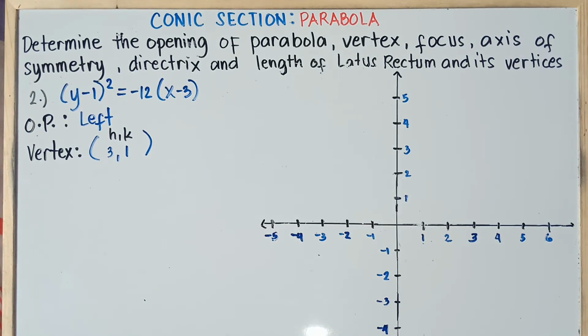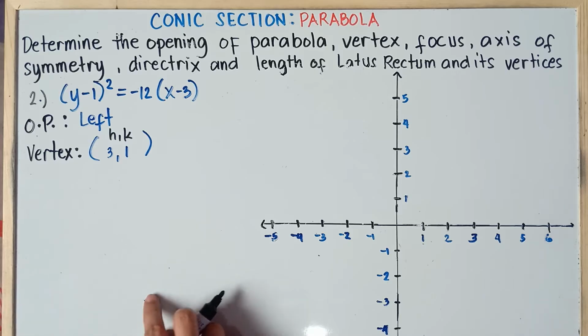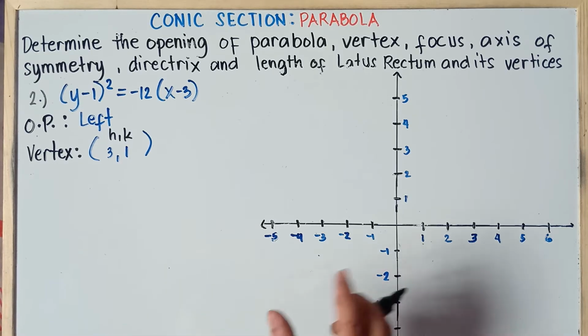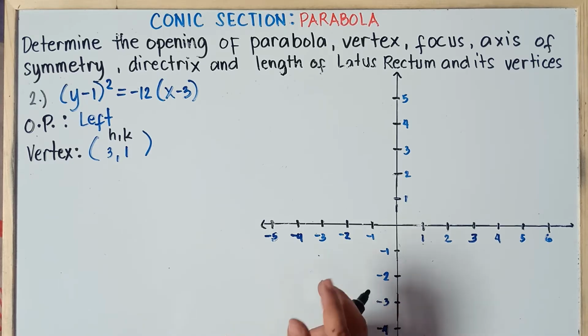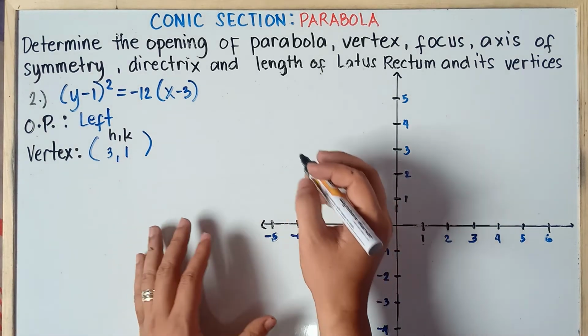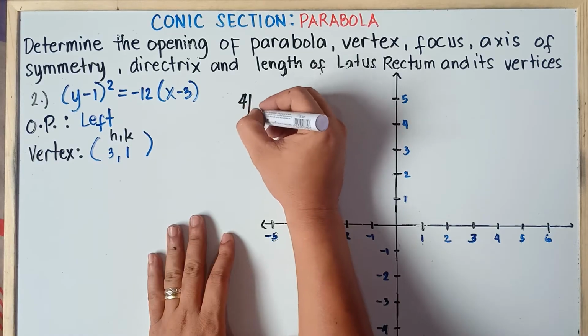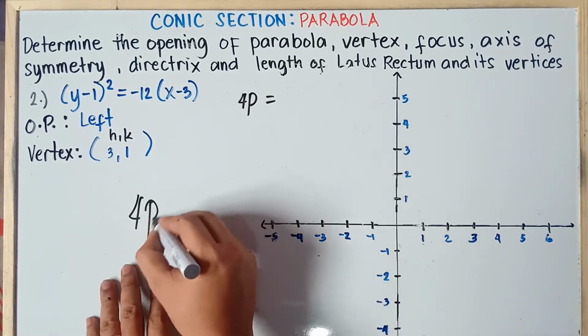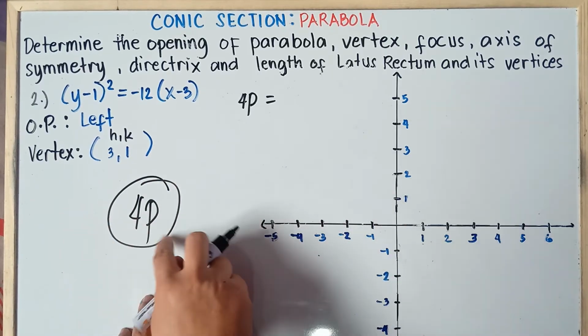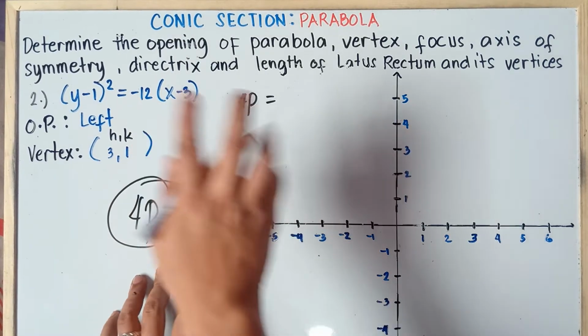Alright, and then next step, class, is you need to get the value of p for us to get the focus. And the formula to get the value of p, that would be 4p equals this number. Once again, class, it's always positive 4p, then this number. Do not be confused, class.